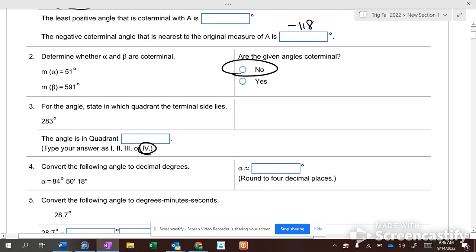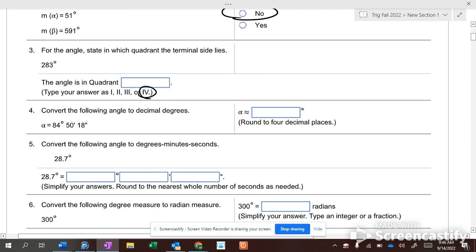All right. How do you change from degrees, minutes, seconds to decimals? Do you multiply or divide by 60? Divide by 60. 18 divided by 60 gives us 0.3. So this is 84 degrees, 50.3 minutes. Okay, and then we divide this by 60, and it's 84 to 4 decimal places. What would we have?